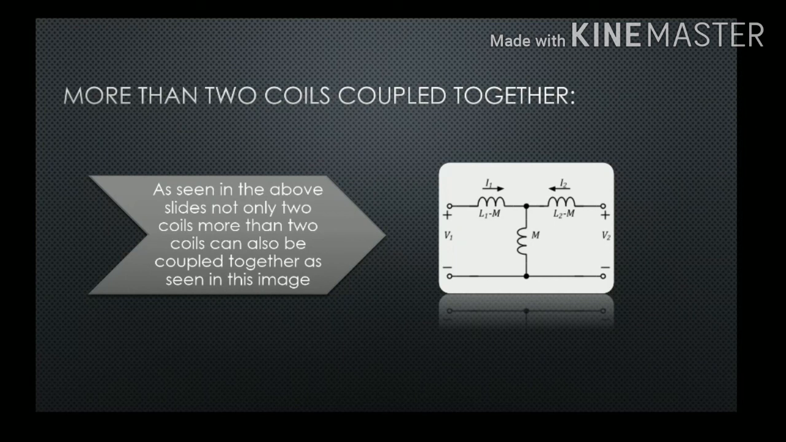As you have seen from the previous slides, not only two coils, more than two coils can also be coupled together as seen in this image. In this image, three coils are coupled together. In such cases, standard symbols can be used for solving the coupling mechanisms. Here for these two coils, dot convention can be used. For the coil 2 and 3, square symbol can be used, and for the coil 1 and 3, triangle symbol can be used.